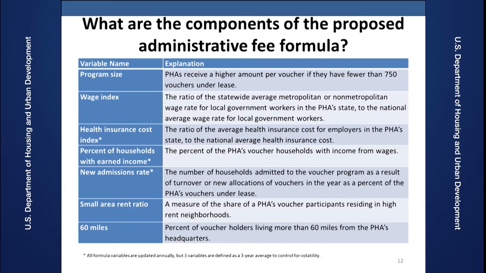variable is what we're calling 60 miles, which is a little easier to understand. It's simply the percent of voucher holders that are living more than 60 miles from the PHA's headquarters. So this is an indication of how far they might have to drive for inspections, whether an agency might need to set up satellite offices. Anything that needs to be done in person could be more expensive if people are located further away.